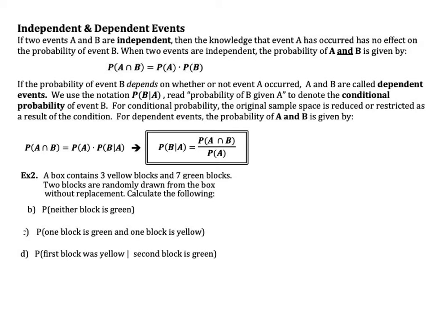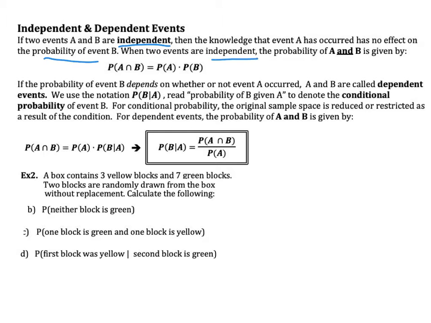All right, here we are going to do a lot of our objectives. We have the independent and dependent events. We have a tree diagram we're going to do with the follow-up question and getting our answers. So that's a lot of the objectives just covered on this one page. So it says, if two events A and B are independent, then the knowledge that event A has occurred has no effect on the probability of event B.